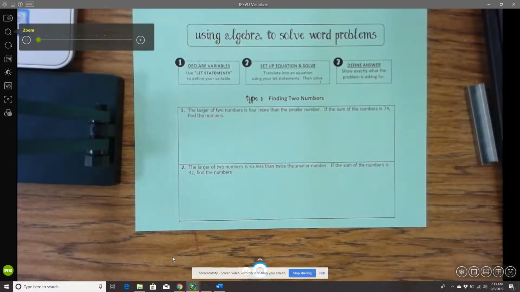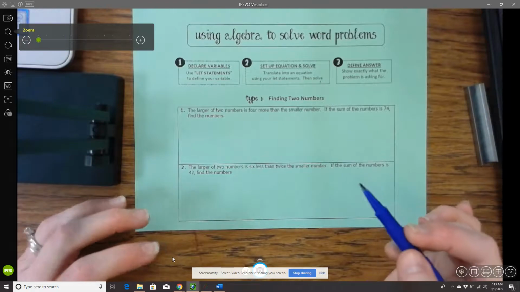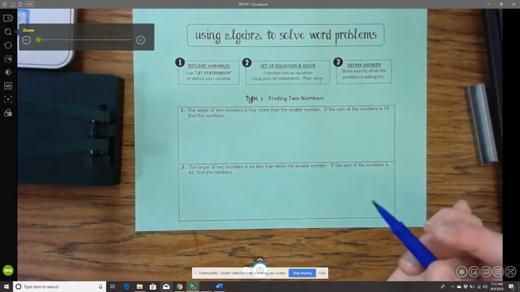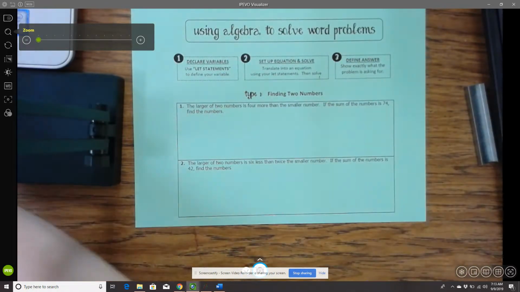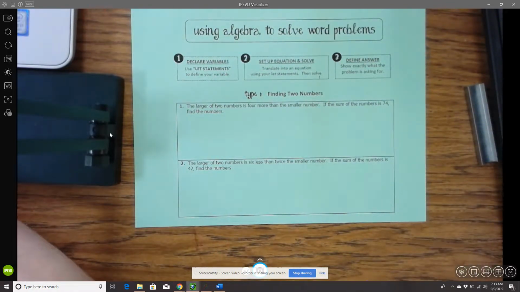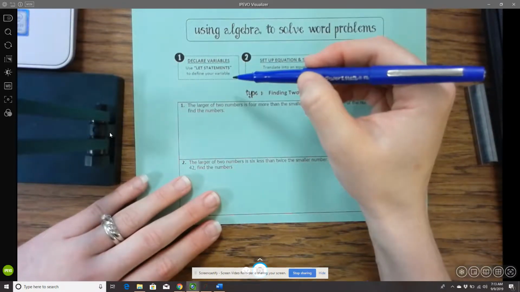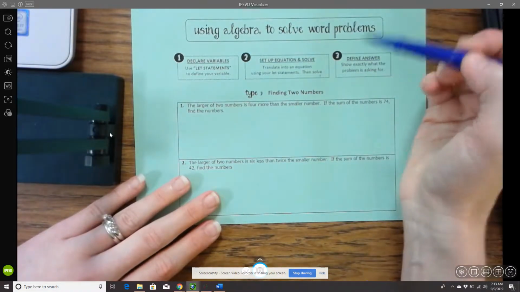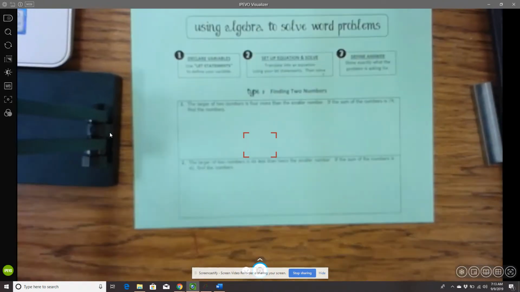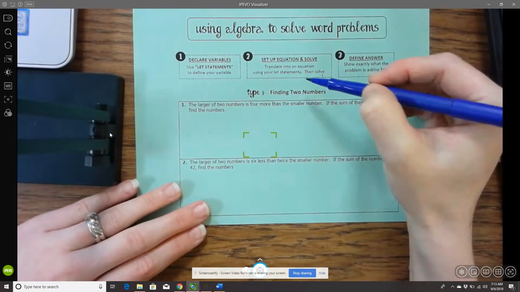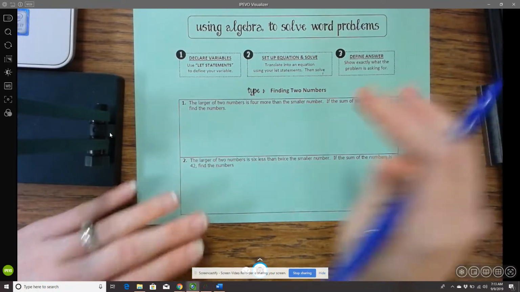This video is for using algebra to solve word problems. So we're going to use what we learned in the last video, translating expressions and equations from words, to now solve algebraic problems. So the first thing you want to do is declare your variables. Use let statements to define your variable. Then you're going to set up an equation and solve, translating it into an equation using your let statements, and then solve. And then define your answer, show exactly what the problem is asking for.